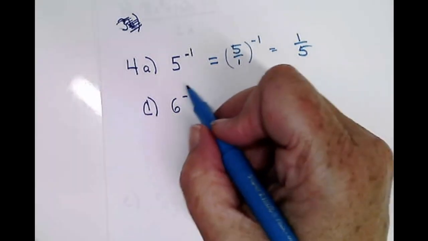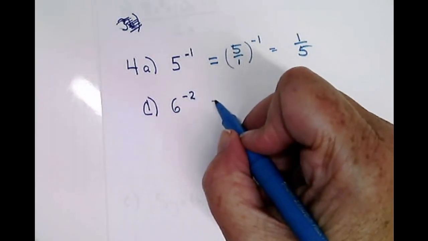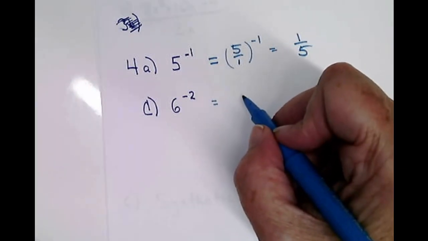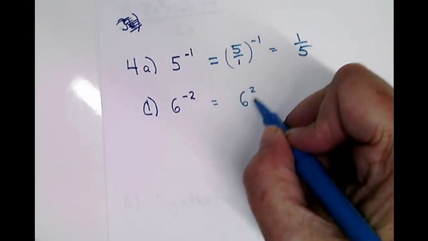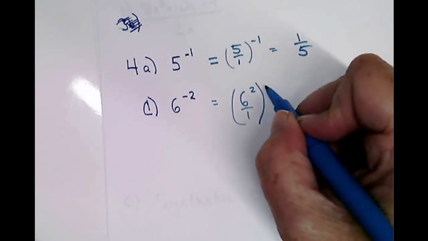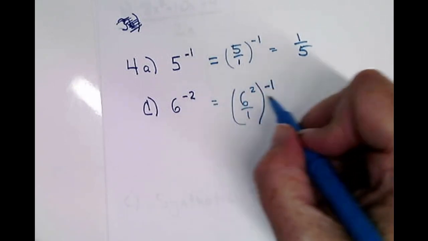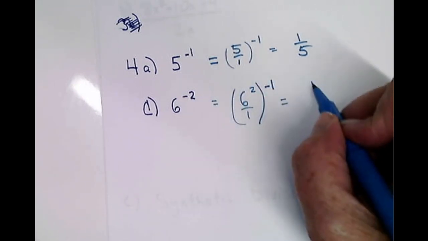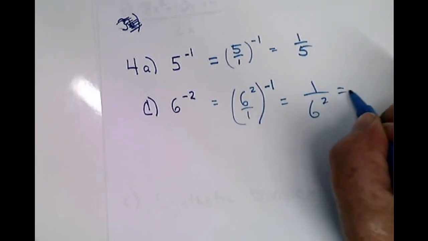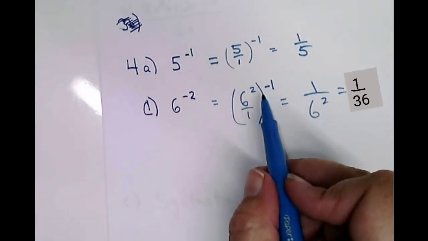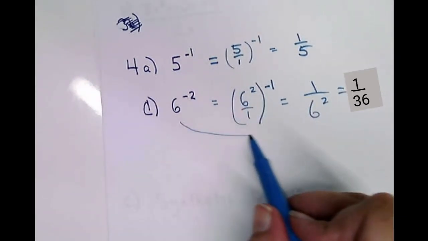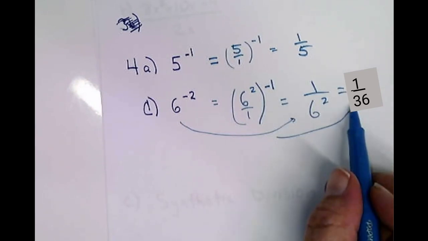Okay, so some people would teach this as 6 to the power of 2 to the power of negative 1. Do you see how that would be 6 to negative 2? So it'd be 1 over 6 squared, which is 36. I think most people skip this step, and they just go right to here.